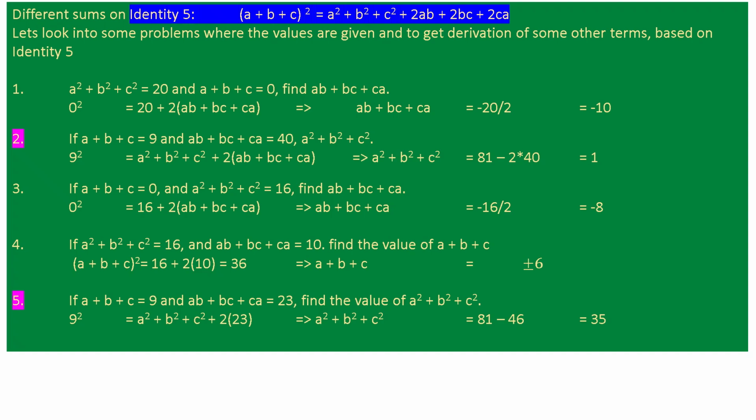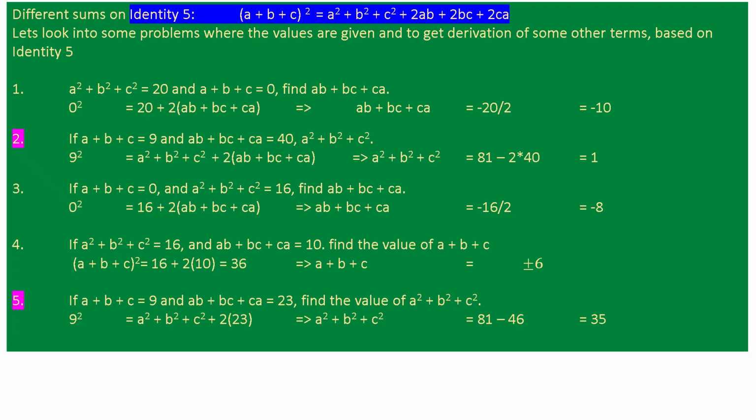And ab plus bc plus ca is the one being asked for. Replace the values and get the resultant. Fourth sum is also a similar construct. Given the values of the entire right hand side of the expression, they've asked the value of a plus b plus c. Remember to look at the left hand side of the identity.